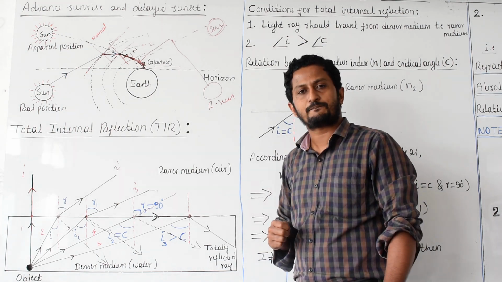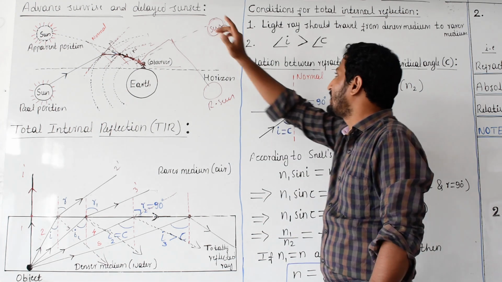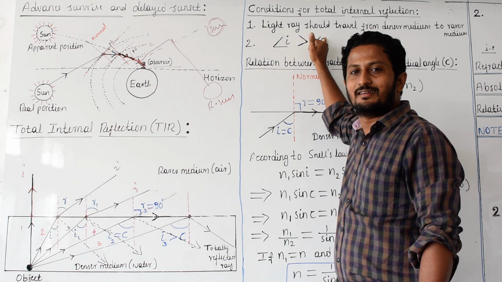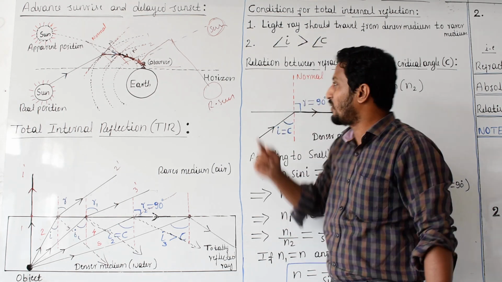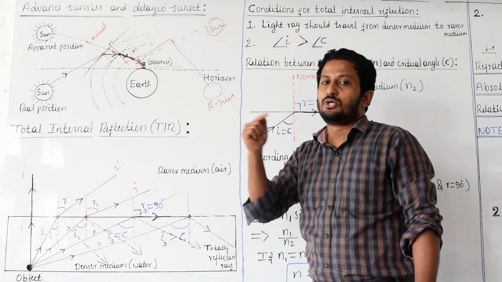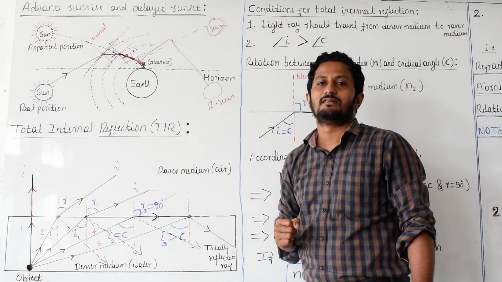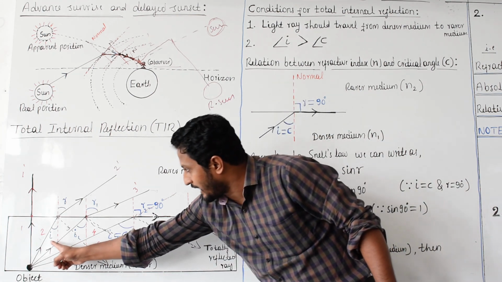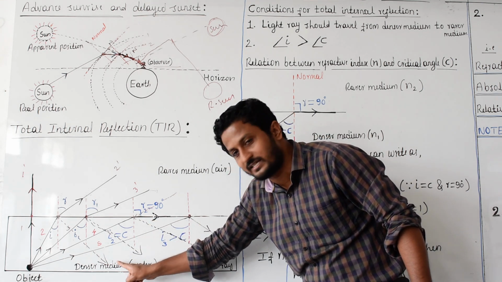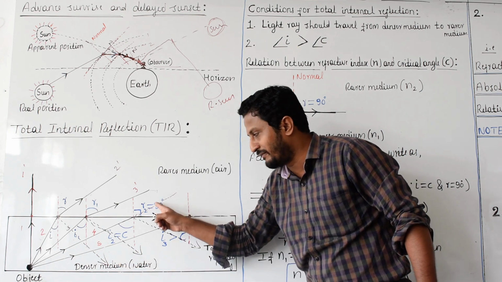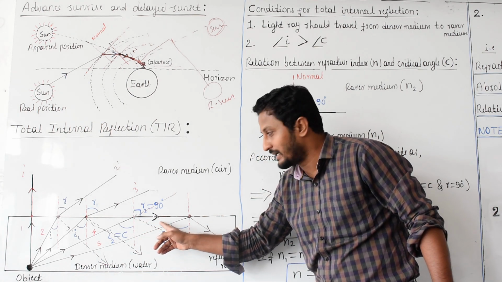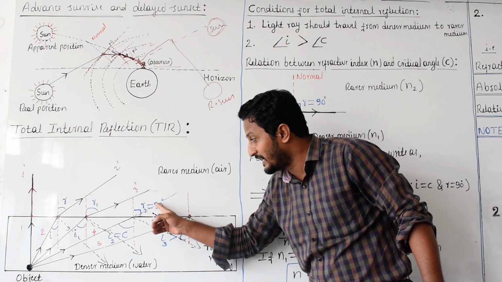Then the second condition is that, what is that second condition? Here I have written: angle of incidence must be greater than critical angle. What is this critical angle? We already discussed. What is this second condition telling? The angle of incidence in that denser medium should be greater than critical angle. See here, look at this diagram. As the angle of incidence goes on increasing, for one particular angle of incidence in that denser medium, the angle of refraction in the rarer medium is going to become 90 degrees. For this angle, angle of refraction is 90 degrees.